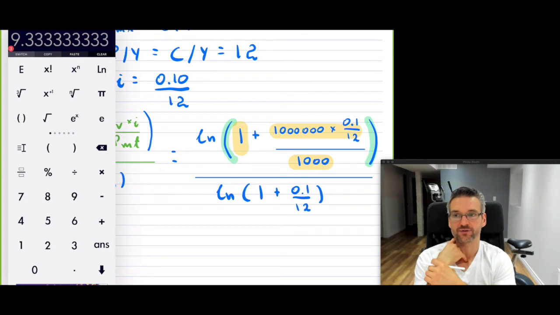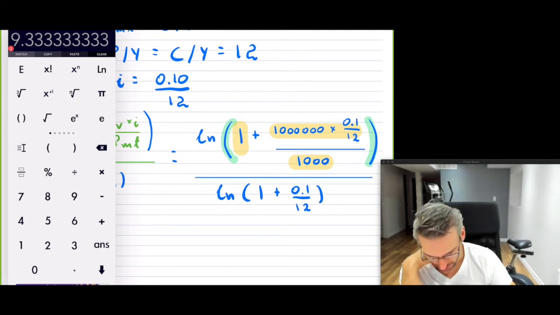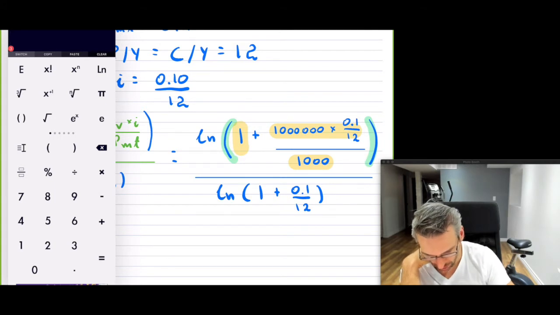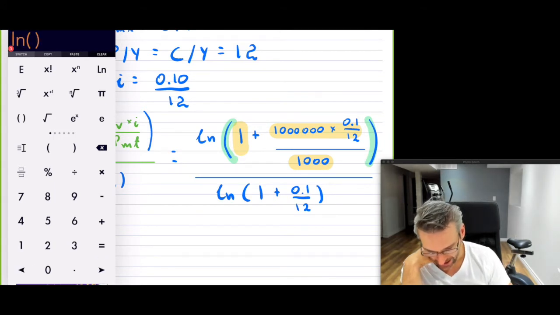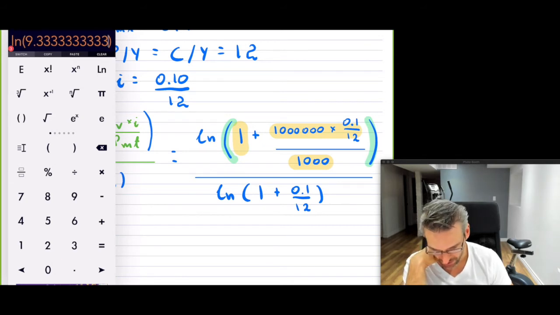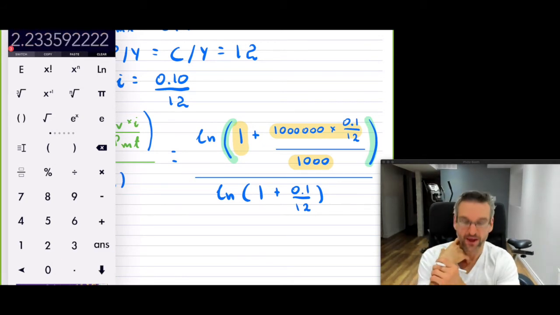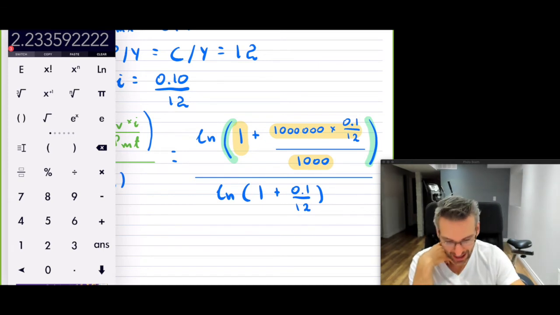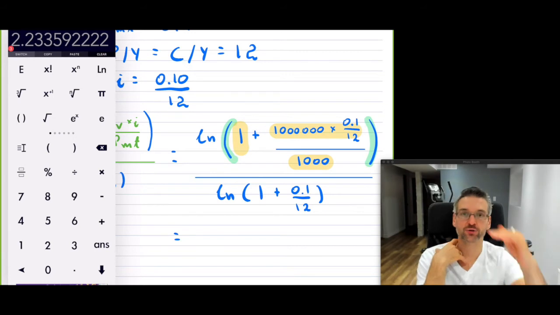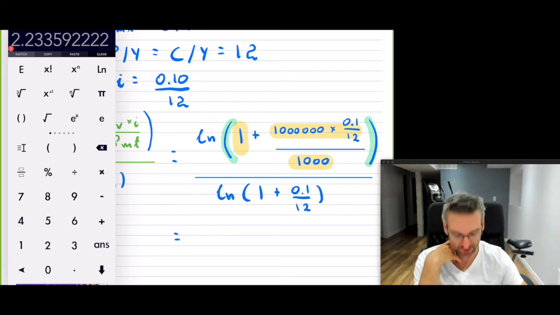So I have to take the ln of that answer. Let me clear this. So this is now ln of that answer, 9.333333 and so on. Put as many digits as you can in there, and there you have it. So I have now found what my numerator is. All right, so that is my numerator.